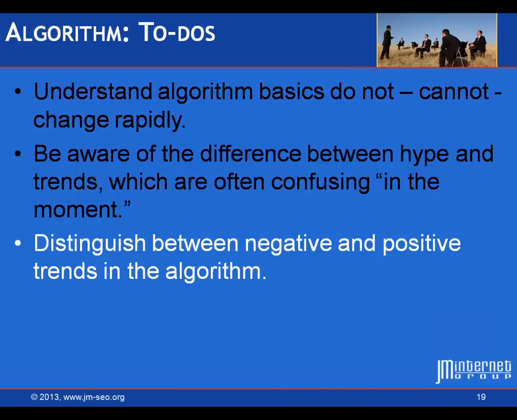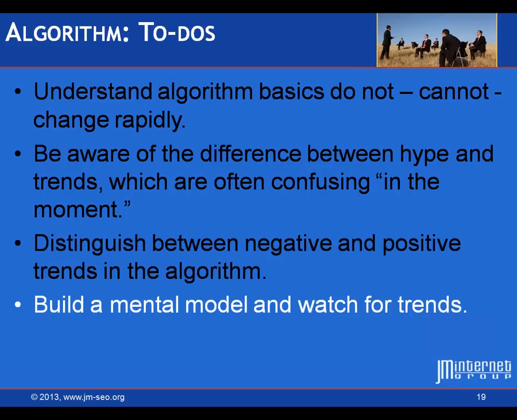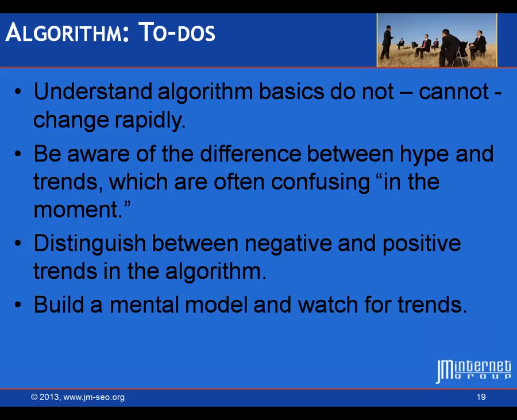Think about negative trends and positive trends. So don't just think Google is slapping people around. It's also rewarding people who do things like enable Google Plus. And I think that oftentimes the blogosphere focuses way too much on the negative trends and not the positive trends that you can do to show up well on Google. Think about having a mental model. The one I use is job seeking. Google is like a resume, job seeking machine. Build a mental model and fit your trends into where things are changing.